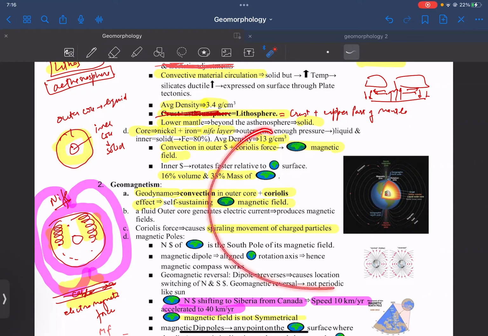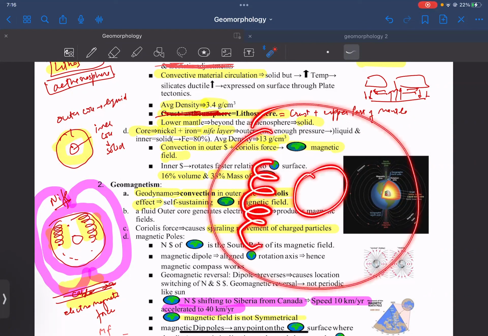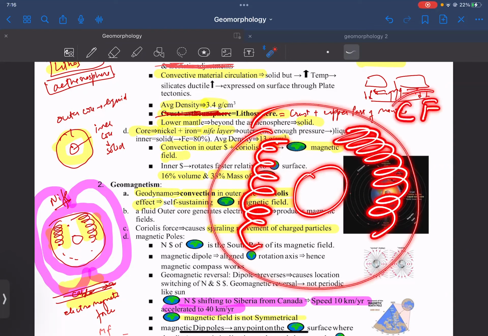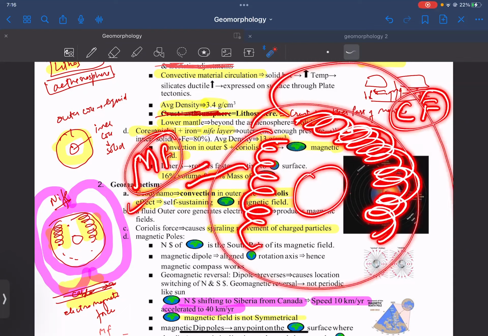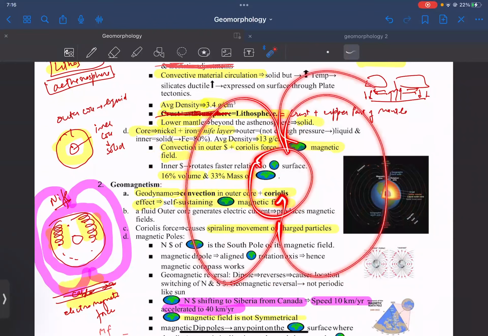Now, what is happening in the outer core? There is a movement of these particles. Now, why is movement possible? Because of Coriolis force, and when they move, they create convection currents. Now, because of this convection current, what is happening? Formation of the magnetic field. So this creates the magnetic field around the Earth.